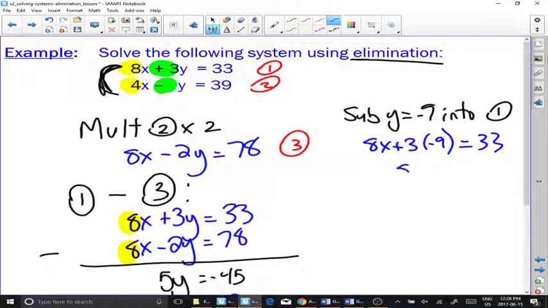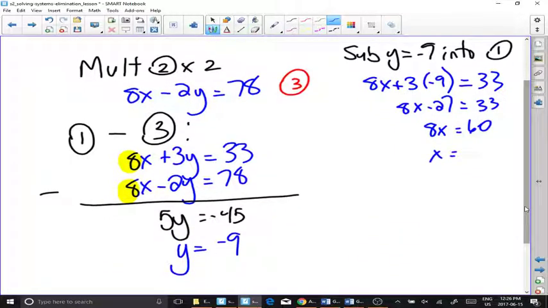Now, 8x minus 27 equals 33. 8x, bring the 27 over to the right side, add it to the 33, you get 60. So x is going to be 60 divided by 8. Now, it doesn't work out to be a whole number. It actually works out to be exactly 7.5.